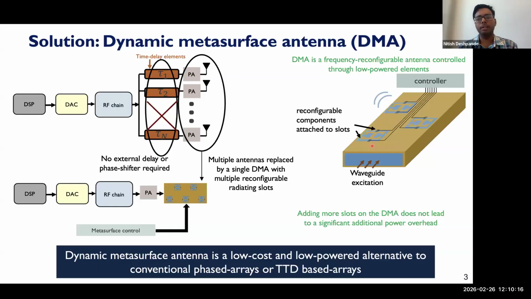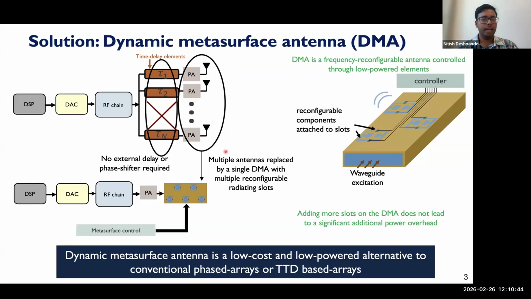To give a simple example, consider you have a garden hose where you put water from one end and it leaks out through the knobs. You can tune the physical dimension of those knobs to steer the water direction in different locations. Similarly, in this device, we are controlling the electrical length of these slots by tuning the resonant frequency.